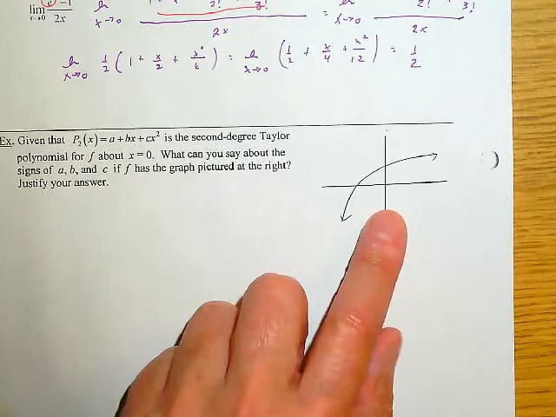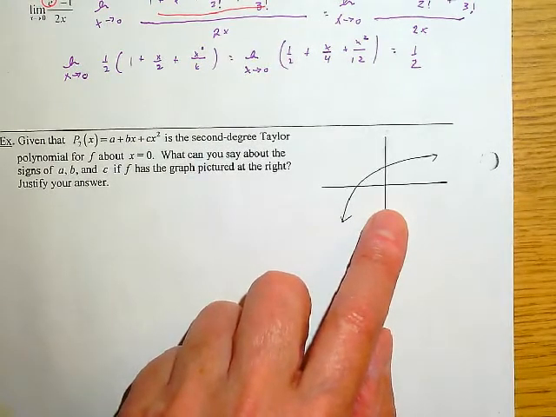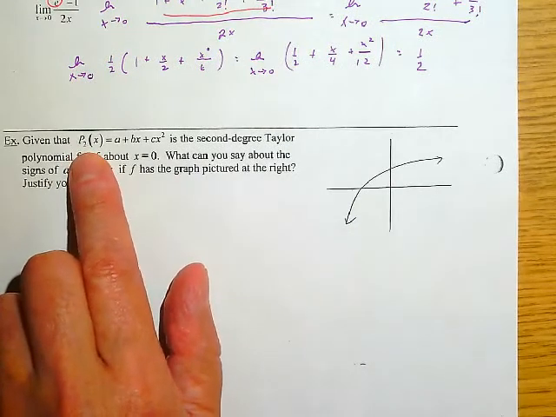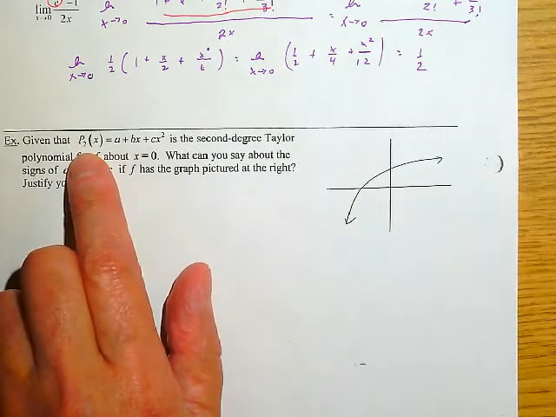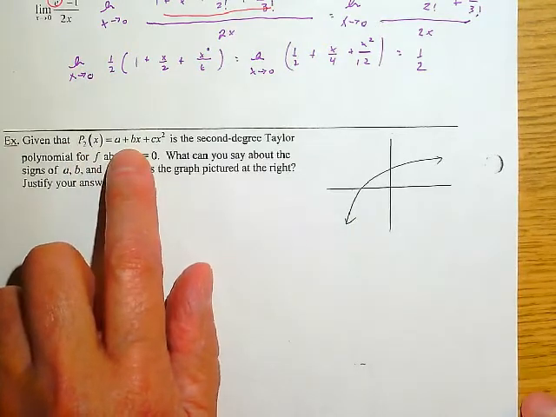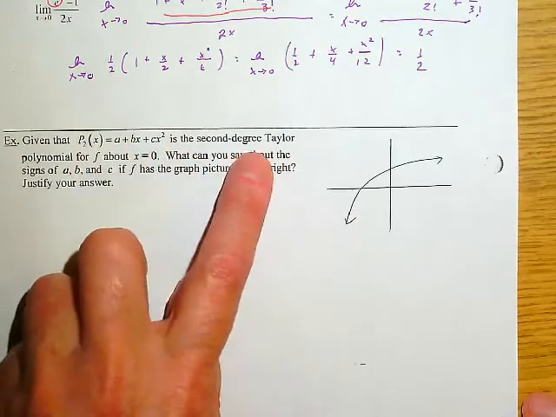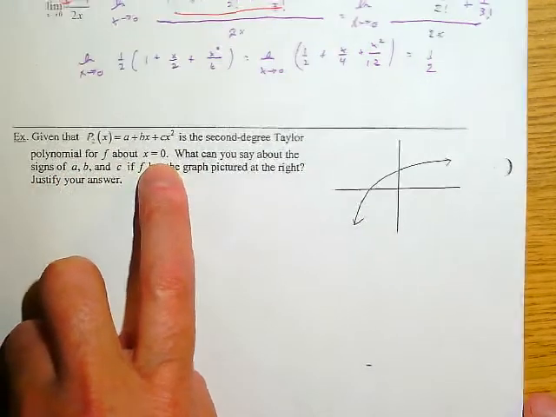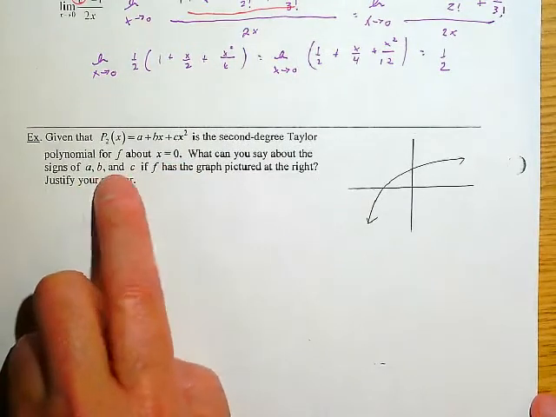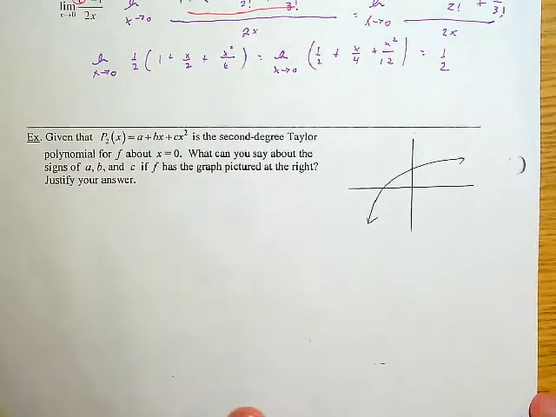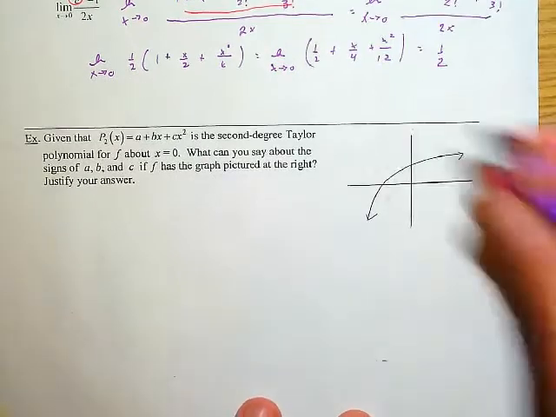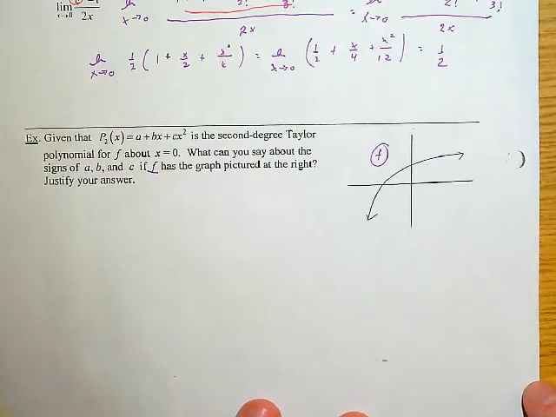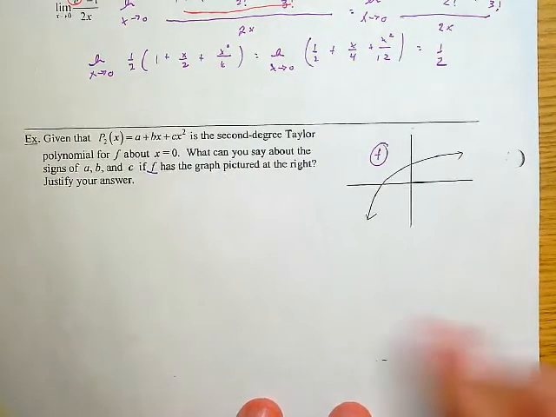This next one is a great question because it sees if we understand this graph. Given that P2, the second degree polynomial, a plus bx plus cx squared, is the second degree Taylor polynomial for f about x equals 0, what can we say about the signs of a, b, and c if f has the graph to the right? So this is the graph of f. I always label my graph there, and you should too.